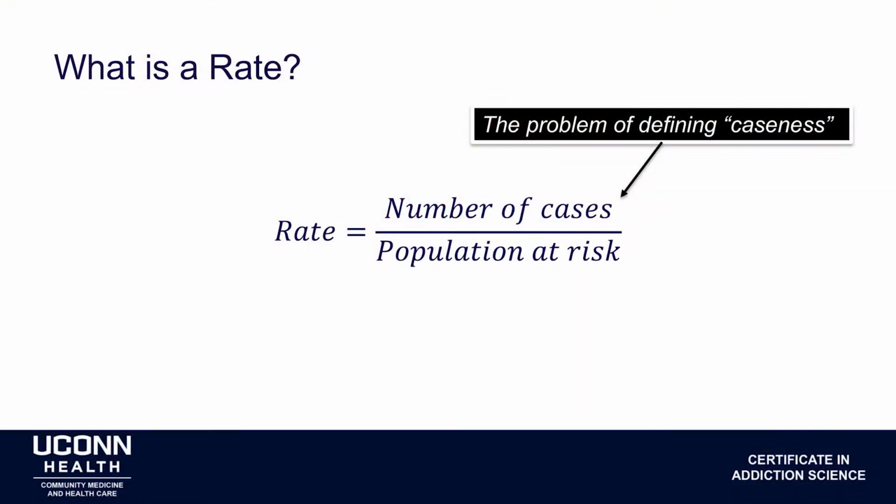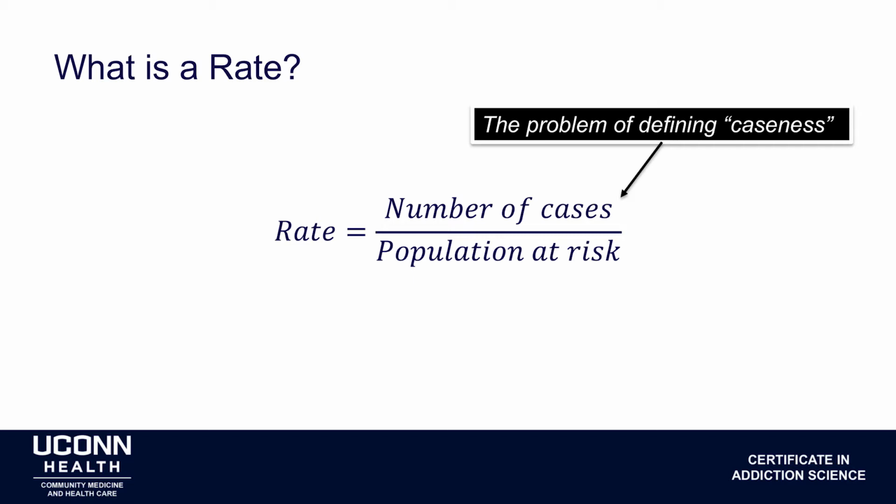Last lecture, we talked about the patterns and distribution of alcohol and substance abuse, and we talked about prevalence and new cases. So what is prevalence? What is incidence? In this lecture, I'm going to introduce the concepts in an epidemiological sense. Both incidence and prevalence are rates. What are rates? A rate is a number of cases over the population at risk.